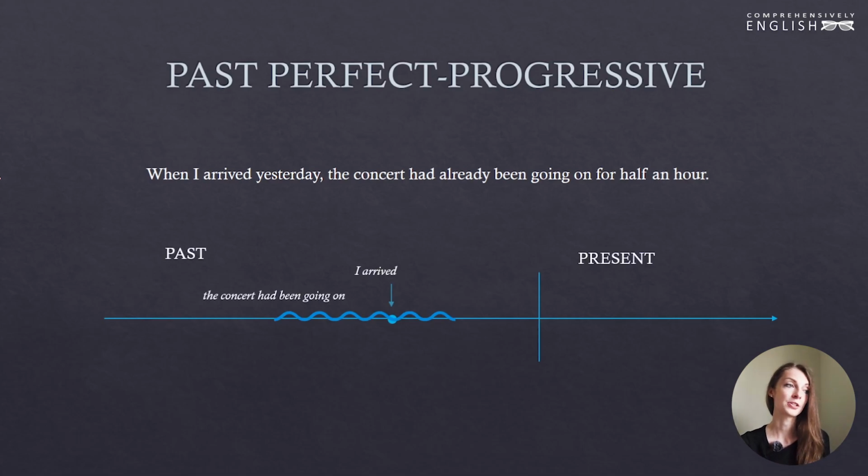So we have two actions in the past. I arrived at one of those moments when the concert was going on. But what I want to stress with the help of the past perfect progressive tense is not the process that was going on at the moment when I arrived, but what preceded it. The concert had already been going on for a while before I arrived.